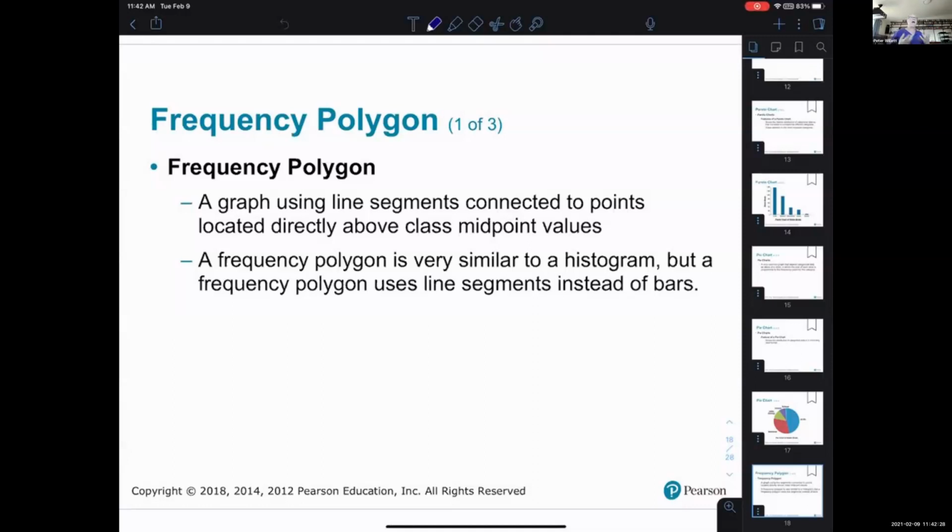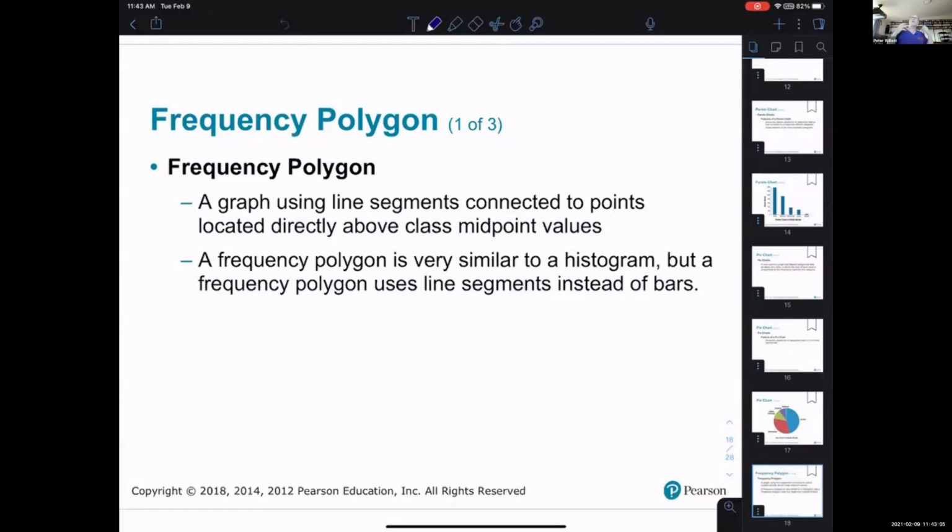Again, a bunch of vocabulary to try to describe a picture. It's very similar to a histogram, but a frequency polygon uses line segments instead of bars. So imagine that you had classes and that you had the bars for a histogram, but that at the top of each bar, you went to the middle and put a dot in the middle of the class, because that would be the class midpoint value, the value right in the middle of that class. And then you had dots at the tops of each of your histogram bars, and you connected those with lines and then took the bars away. That's what a frequency polygon is.